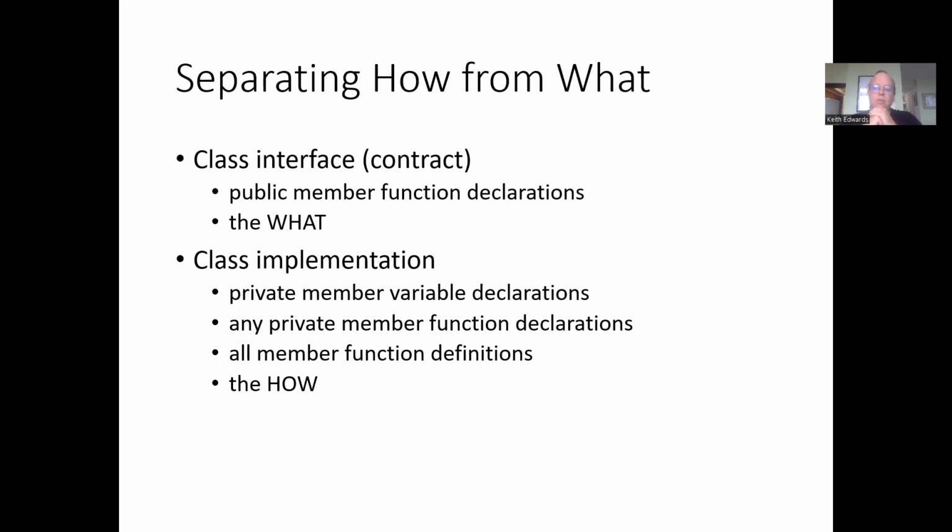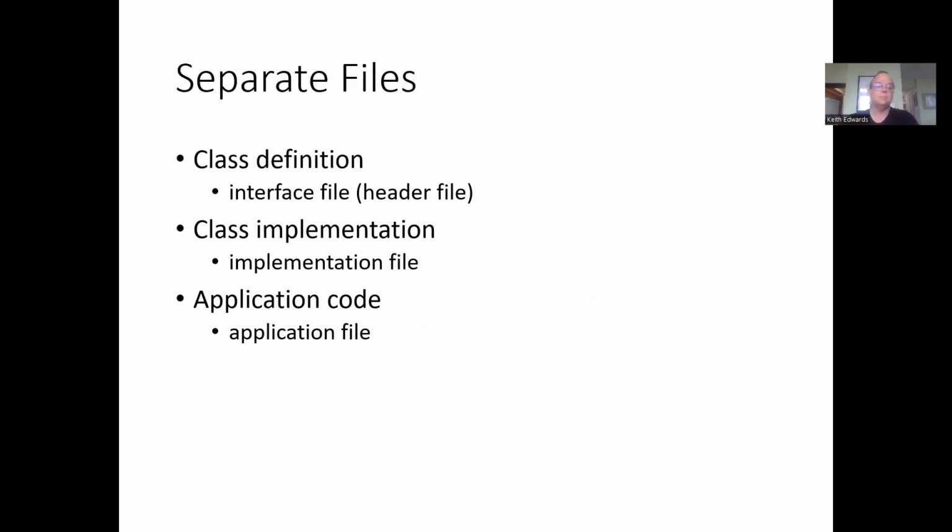The implementation is where the rubber meets the road in terms of details. And these are the private member variable declarations, member functions that are also private, and how those functions work. This is the how. And a lot of times if we're just using the class, we don't need to know the how. So if you're designing your class, you may want to separate out the what, how people are going to use it, from the implementation, the how it actually gets done.